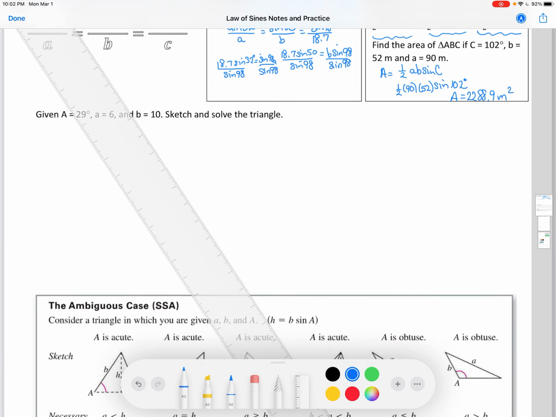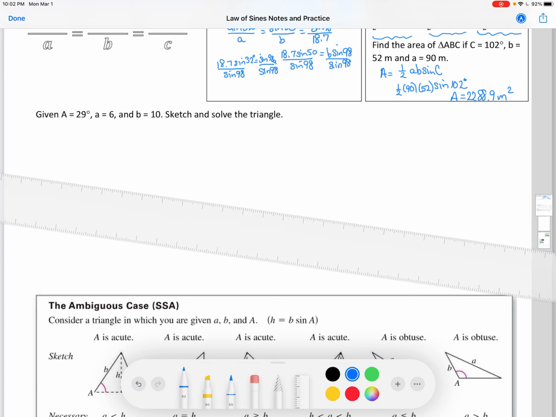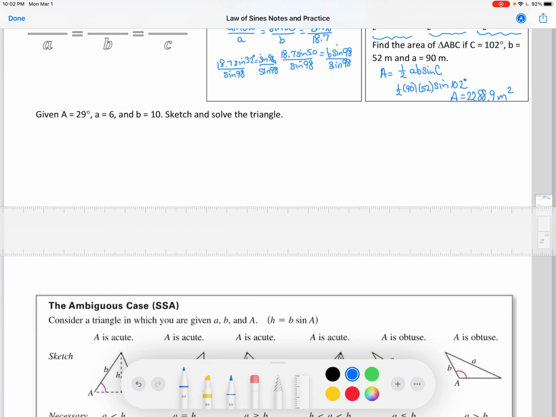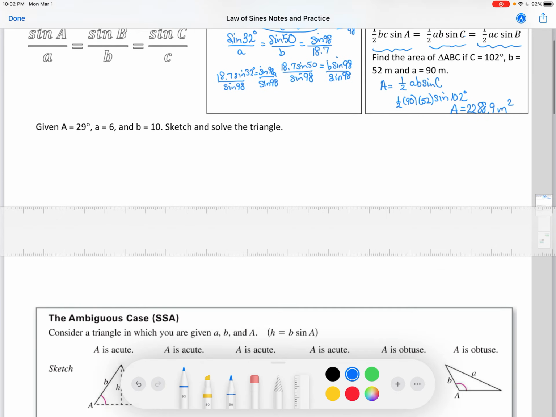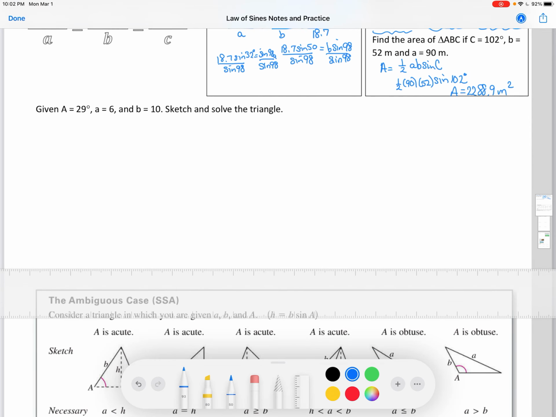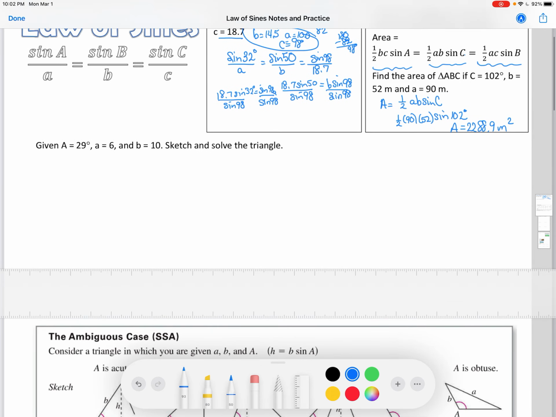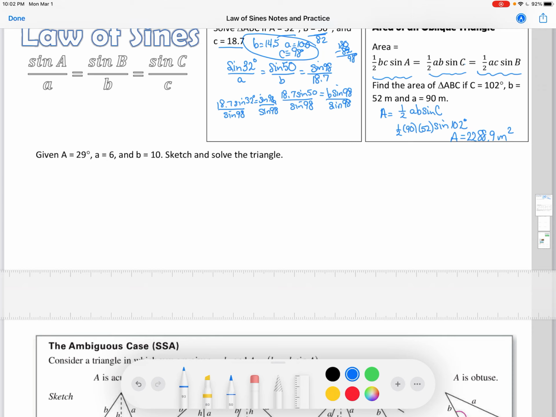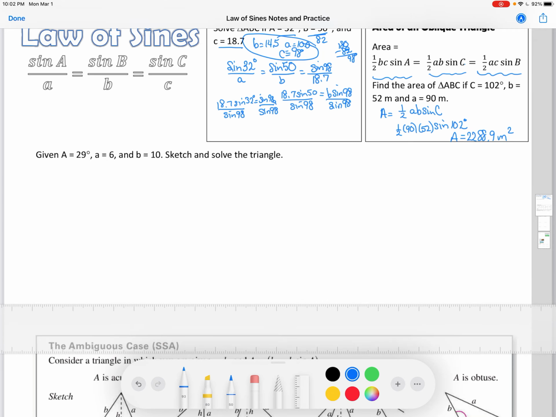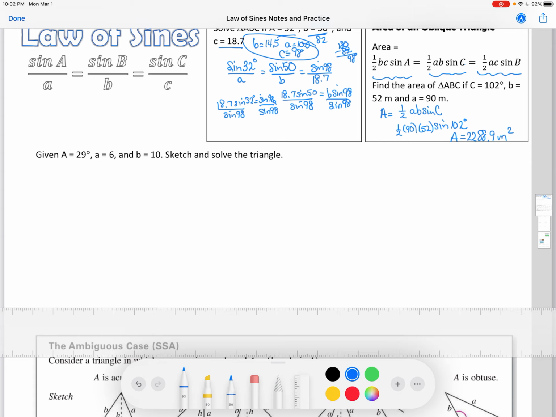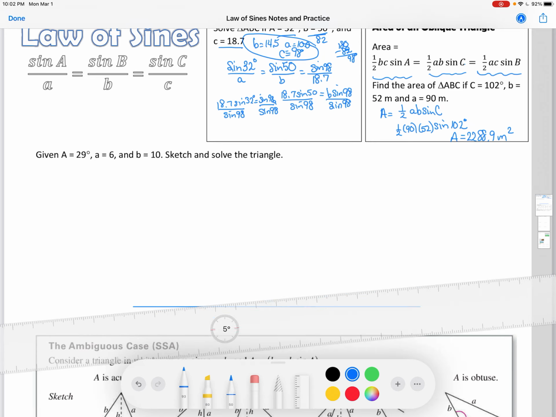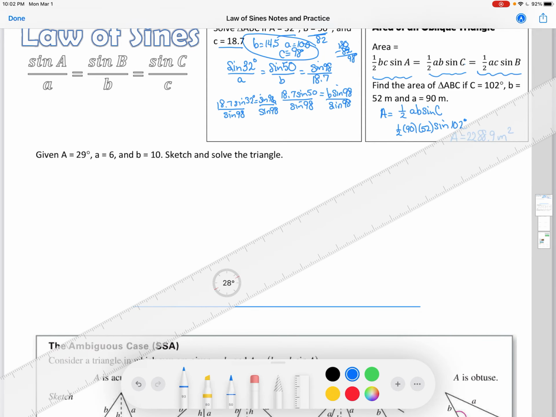There we go. An angle A, which is 29 degrees, a side A, which is 6, and a side B, which is 10. All right, so let's bring this down here a moment. And so we're going to start with angle A being 29 degrees. So we need a baseline. So we'll start with any old line segment. And then we need to create an angle that's 29 degrees.